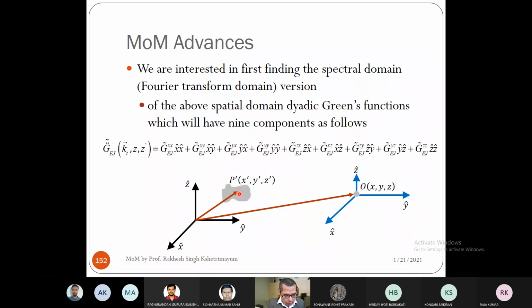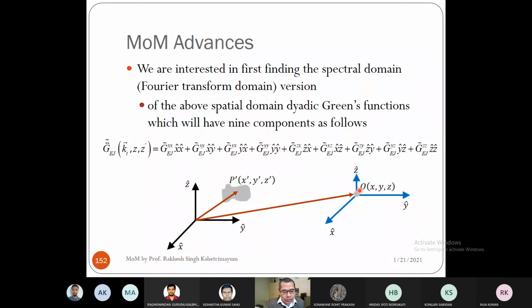Let's say the source is somewhere here. We denote all the sources which are producing the fields with a primed variable. Prime here, prime here, prime here. So with the prime coordinates, we denote the source. Without the prime, unprimed coordinates x, y, z. So we have an arbitrary source at the location P dash, which has coordinates x dash, y dash, z dash. And we are observing the field produced by this source at a location O, and this location is denoted by x, y, z.